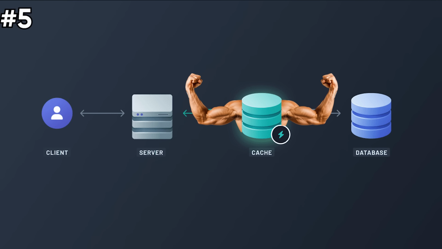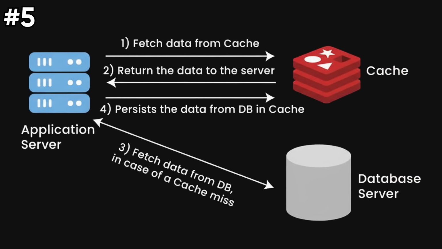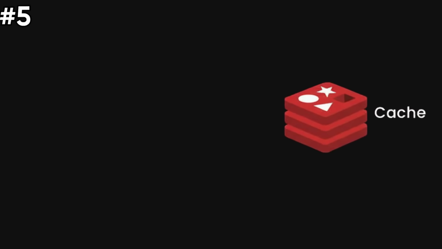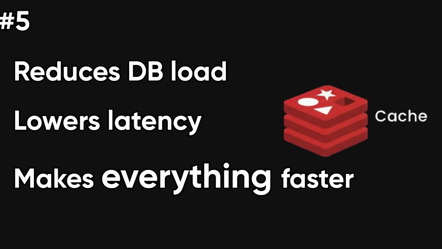Then we have caching, which is one of the easiest performance boosts you can add. Instead of recalculating the same expensive query or API call, you store the result in a fast layer like Redis or even in-memory cache. Then the next request gets the data instantly. Caching reduces database load, lowers latency, and makes your app feel significantly faster with almost no downside when implemented correctly.